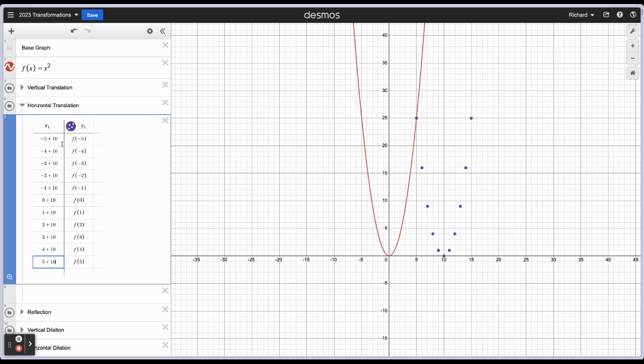That makes sense. Adding 10 will shift every coordinate to the right, but there's no shift up and down because we haven't touched the y coordinates. The y coordinates have remained what they were. So we've just shifted over to the right, and that's why we call it a horizontal translation. To translate means to move the points.